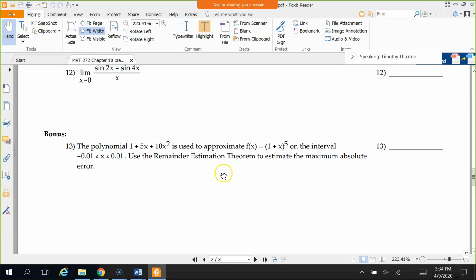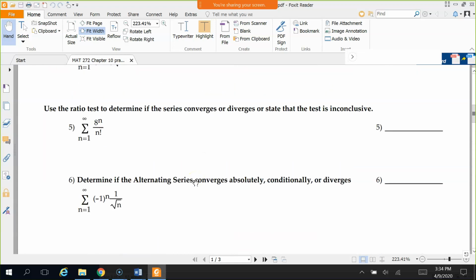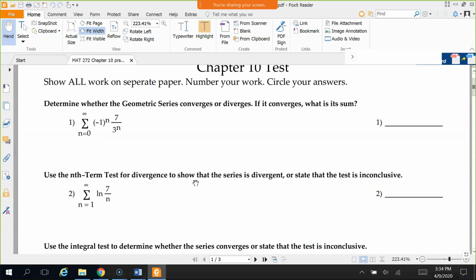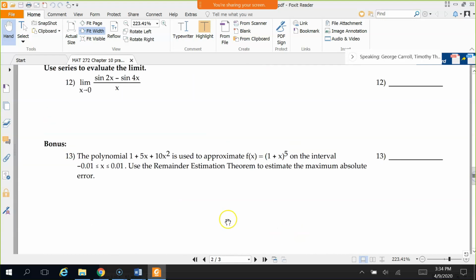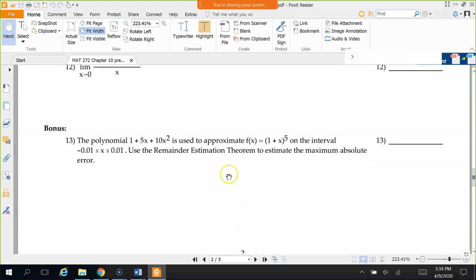Any other questions you guys want to look at or talk about? Number 13 on that one. Is that the bonus one? Yeah. Okay. Yeah, so this may be something that you see. I think I did talk about this a little bit with the remainder theorem.